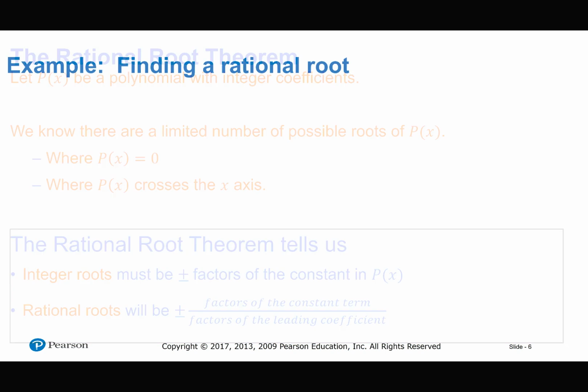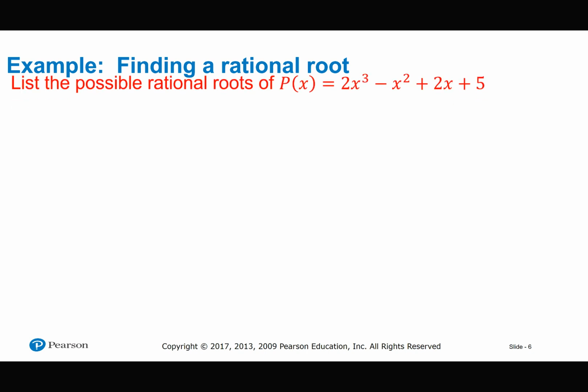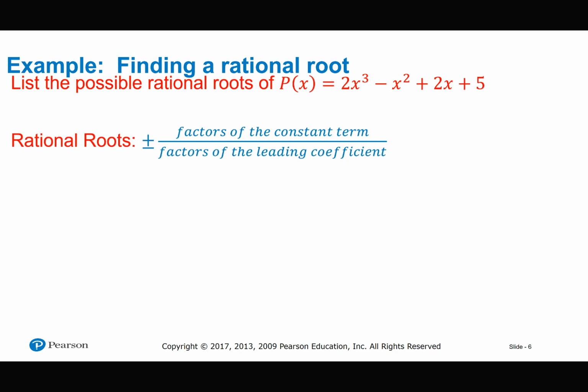Okay, so hopefully this is bringing back fond memories from Algebra 2 when you did this. All right, so let's just do kind of surface level. Let's find rational roots or possible rational roots. Okay, so list all the possible rational roots of this one. 2x cubed minus x squared plus 2x plus 5. And a lot of times they'll use a lowercase p and a lowercase q to represent each one. So the constant would be lowercase p and lowercase q.